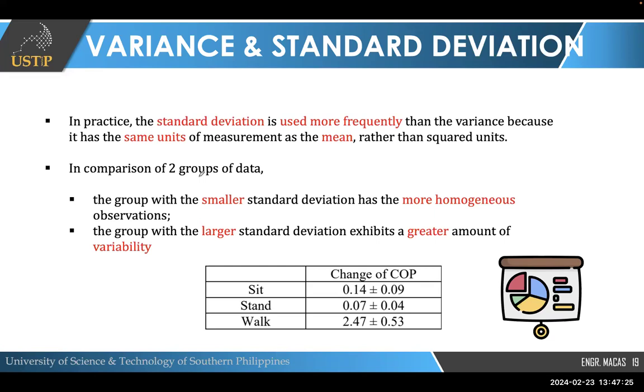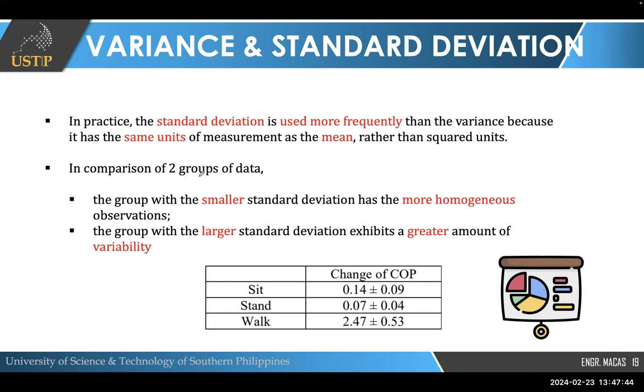So if we compare two groups of data, the group with smaller standard deviation, as I mentioned before, has more homogeneous observations. Meaning they're more alike than they're different, because your deviation is small. Small deviation from each other, okay? Or from the mean.